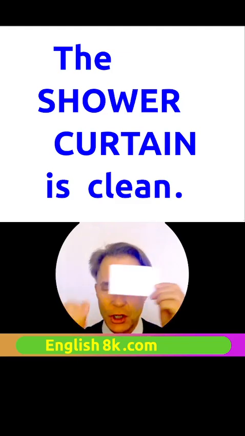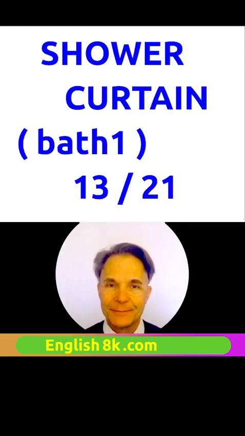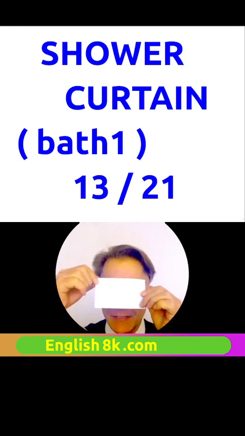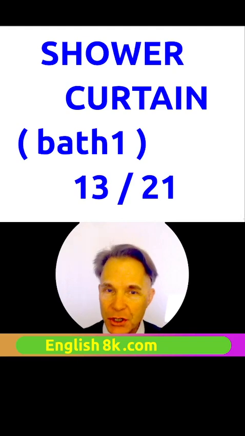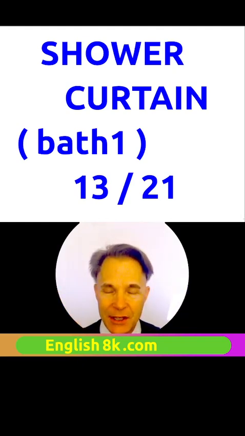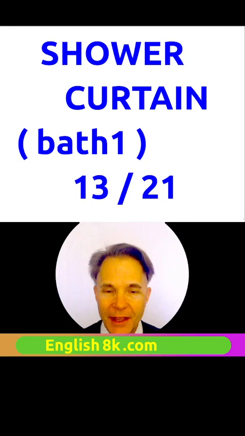Now we can make a flashcard for shower curtain. Please make a flashcard like this. Write shower curtain up here in the top left corner. Two words, shower curtain. Down here in the bottom left corner, BATH 1. This means bathroom level 1. And over here in the bottom right corner, the number 13 out of 21.